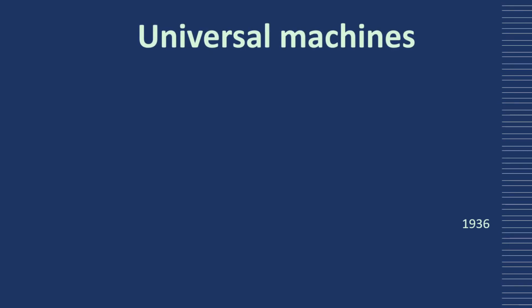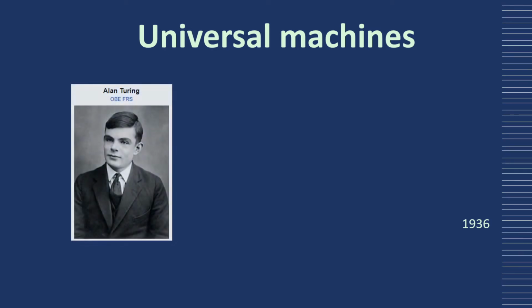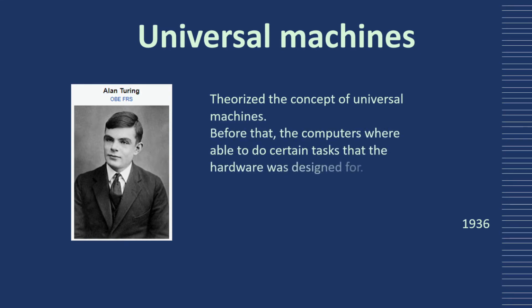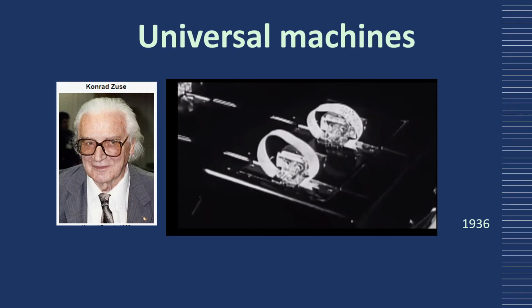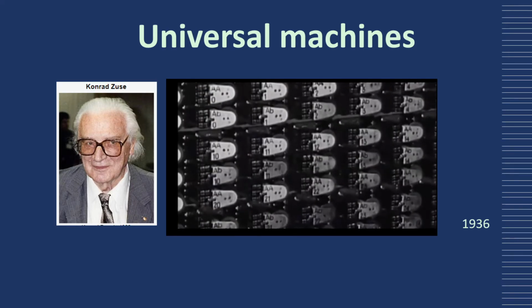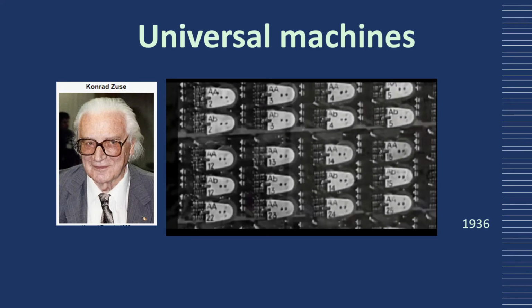In 1936, Alan Turing proposed the concept of universal machines, later dubbed the Turing machine, capable of computing anything which is computable. Up to this point, machines were only able to do certain tasks that the hardware was designed for. Also in 1936, Konrad Zuse invented the first programmable computer. This computer used punch cards to read instructions and perform operations accordingly. The machine also used Boolean logic and binary to make decisions.